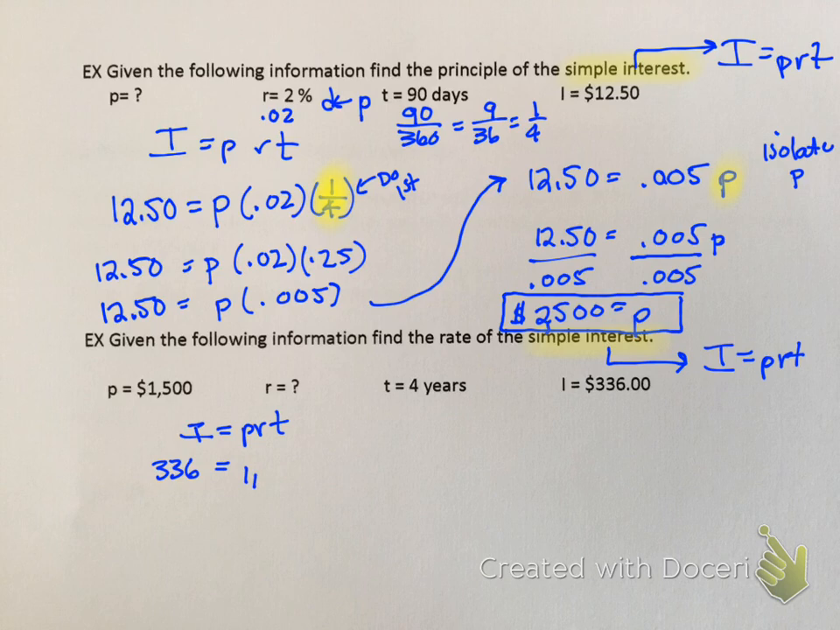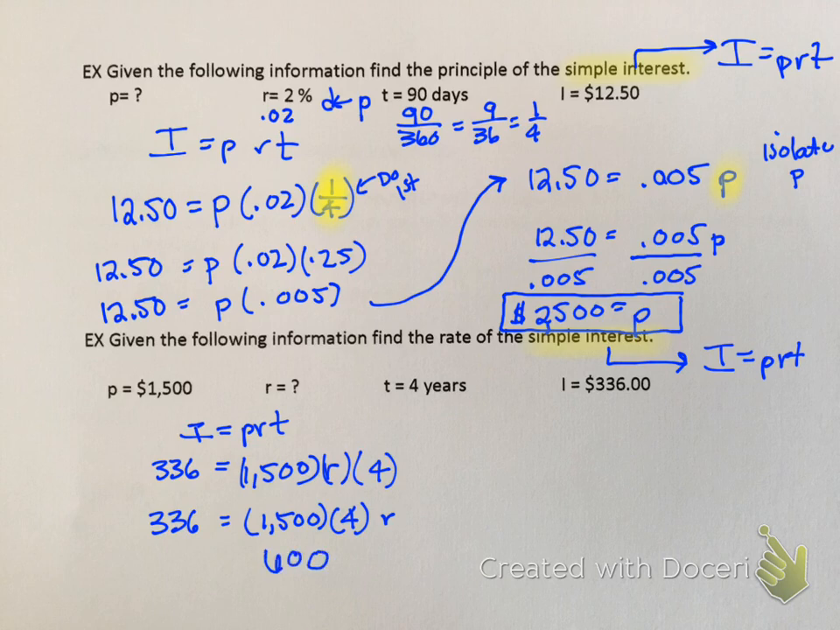The principal is $1,500. The rate's unknown, and the time is 4 years, okay? This time around, I didn't have to convert the time because it's given in years. So what I'm going to do is, actually, let's rearrange the problem. So 336 equals 1,500 times 4 times R, okay? I can rearrange this order because multiplication is commutative. So 1,500 times 4 gives me 6,000.